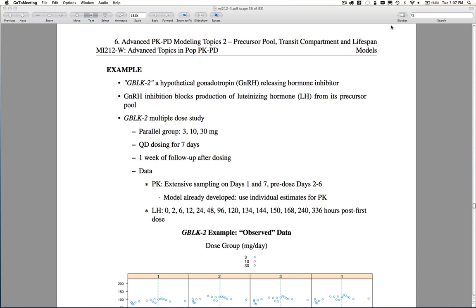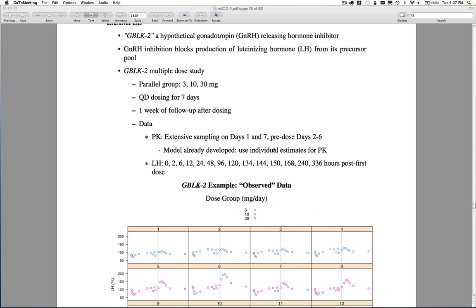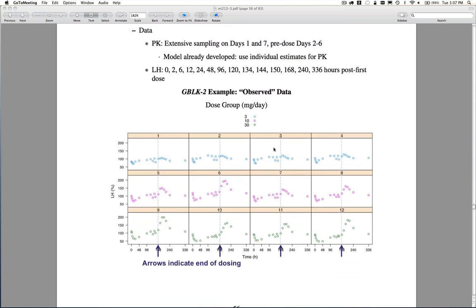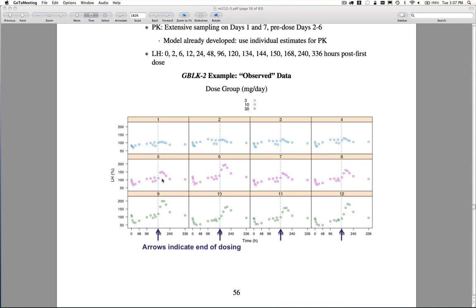And again, this gets to choosing your model based on the data you have. If in fact you stop sampling here and you never saw that rebound, you may be able to still try to fit a model like this, but again, it's going to assume that there will be this rebound. You don't have any way of proving or disproving it.